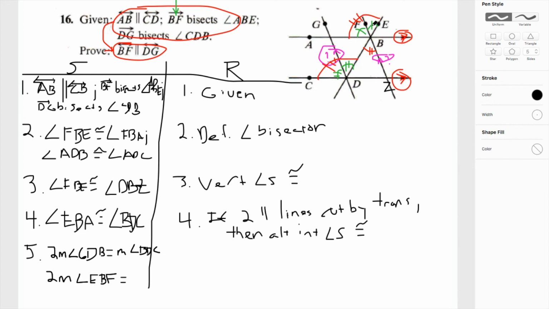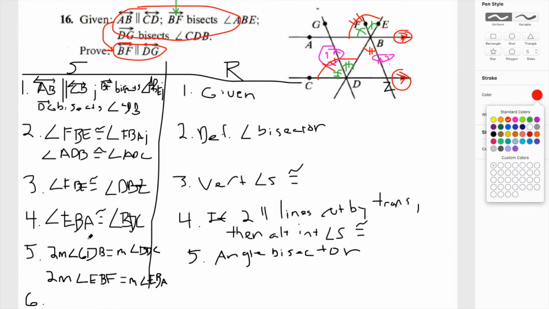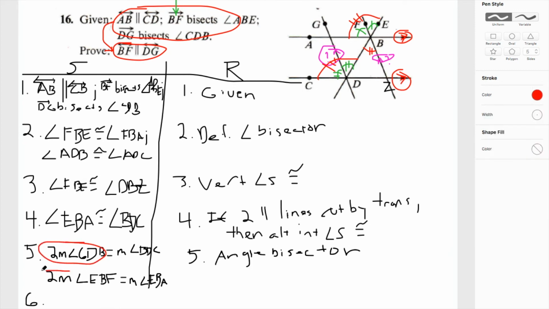Twice the measure of this angle up here would have to equal double the part here equals the whole, because that's an angle bisector. We get measure of angle EBA. And that's the angle bisector theorem. And this is going to get us close. We know that because measure of angle EBA is equal to measure of angle BDC, which we have in step 4. We're going to be able to set these two expressions equal to each other. And that's going to be good because that's going to help us get a proof in here.